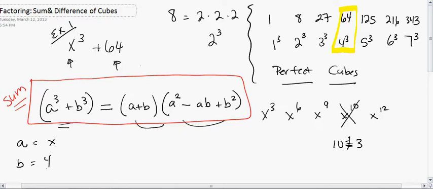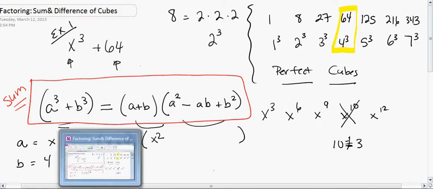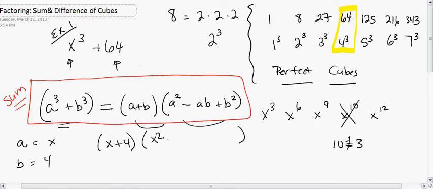Now I'm ready to plug those things into my formula. First thing says A plus B. Okay, first factor, x plus 4. There's A plus B. Second factor, second thing, A squared. All right, that's x squared. Minus A times B. Well, I'm going to write it as B times A.